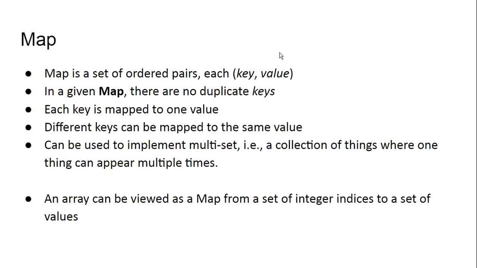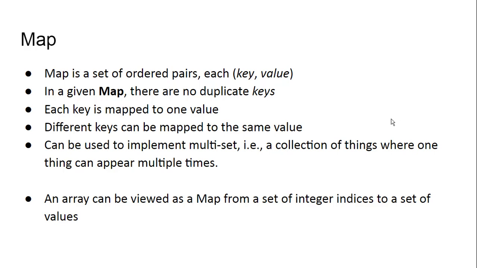And a map is a set of ordered pairs. So every pair, we call the first thing the key, the second thing a value. And in a given map, it's required that there are no duplicate keys. So you cannot have two elements that have the same key. So each key is mapped to one value. And different keys can be mapped to the same value.